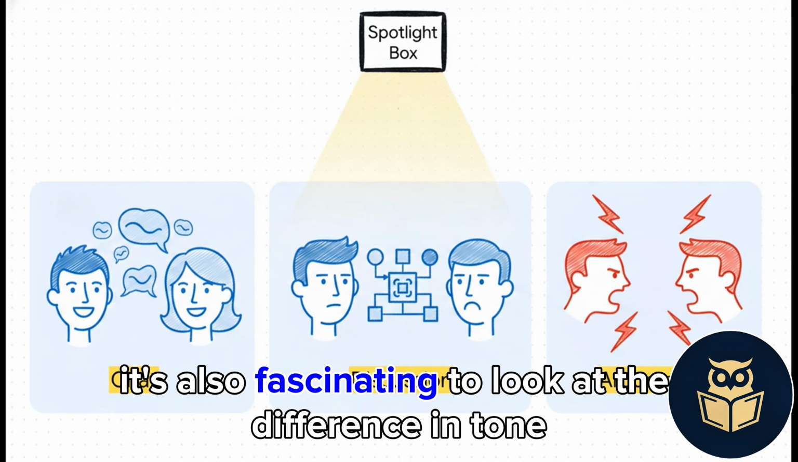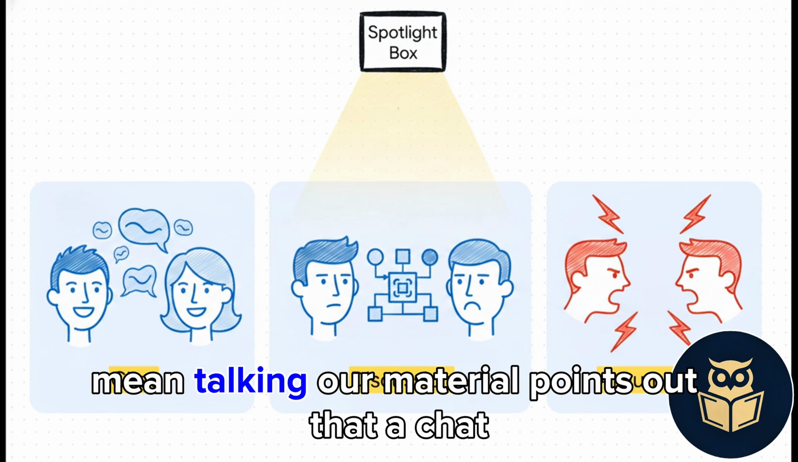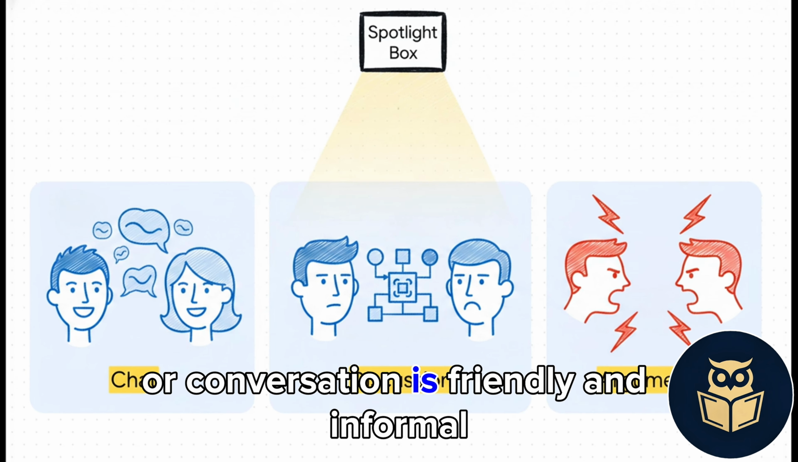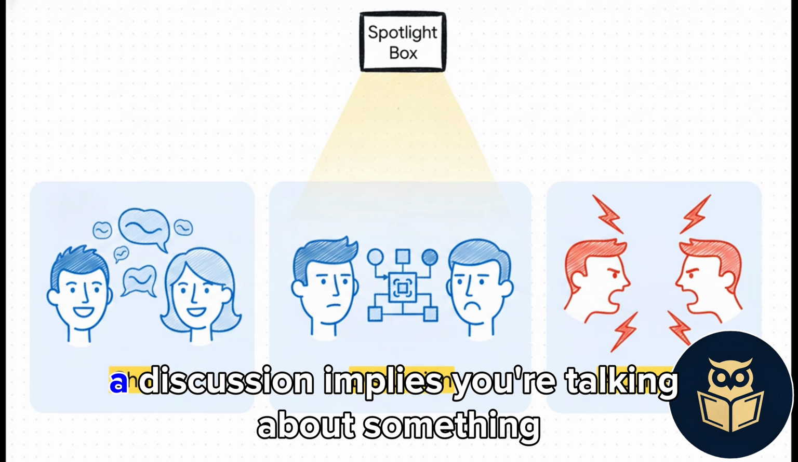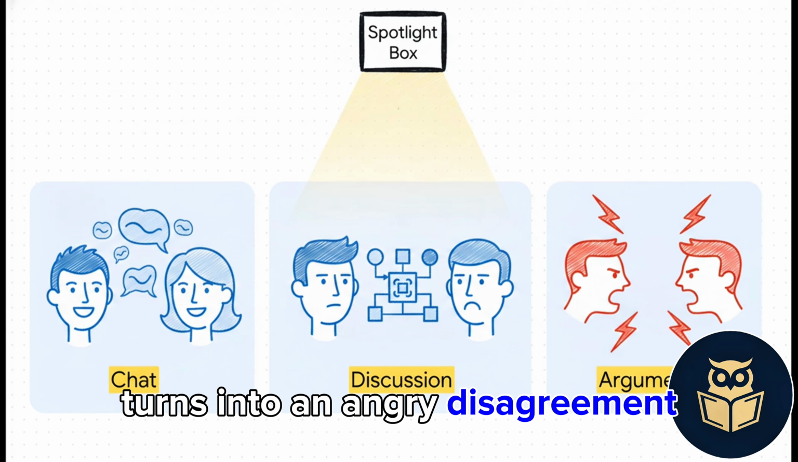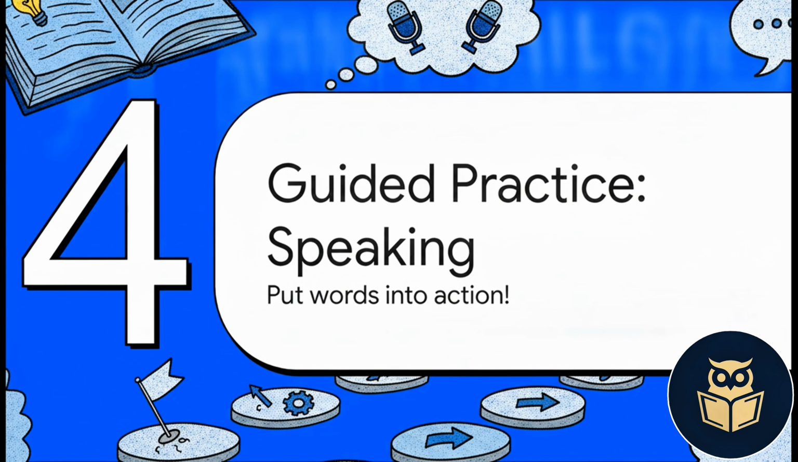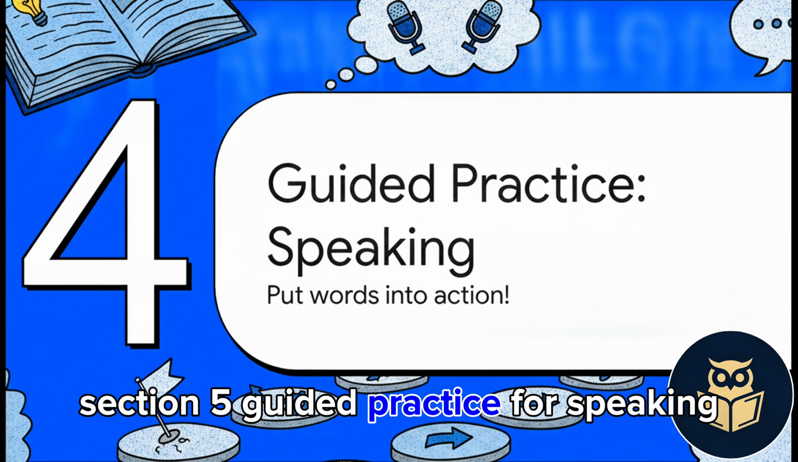It's also fascinating to look at the difference in tone for words that all basically mean talking. Our material points out that a chat or conversation is friendly and informal. However, a discussion implies you're talking about something seriously. And if that serious discussion turns into an angry disagreement, boom, that's an argument. Context is everything, guys.